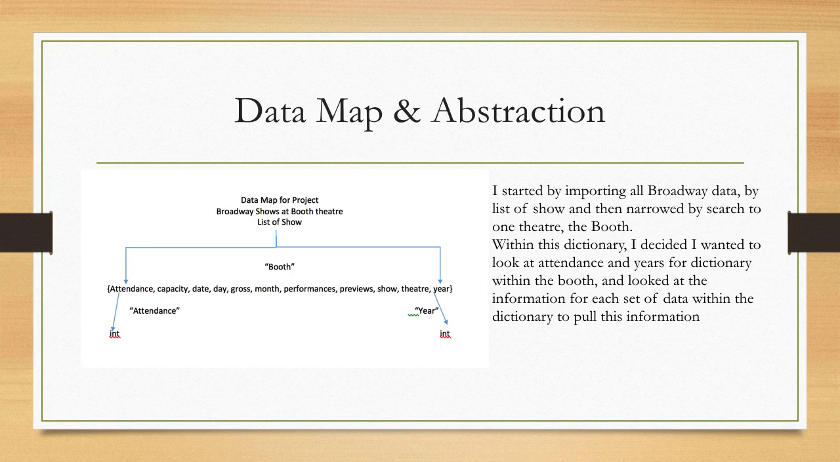Here we have the data map illustrating what we wanted to access and where we needed to access it from. The data set I wanted to pull from was the Booth Theater information, so I had to narrow down the list of shows to only the Booth dictionary. Within that dictionary, I wanted to compare two things, attendance and year. So I had to dive into the attendance information as well as the year information to get two different integers.